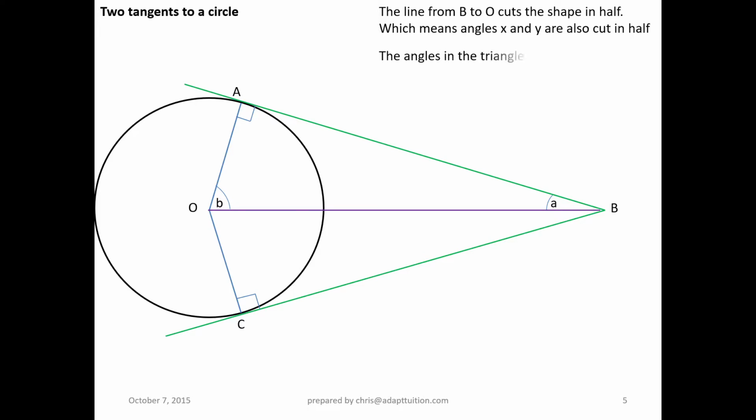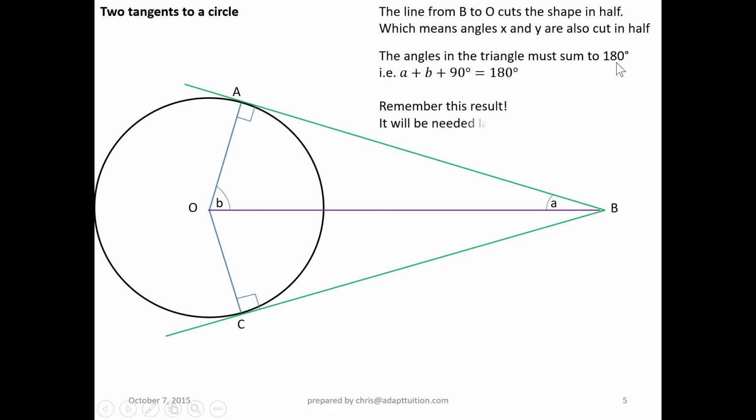Now, the angles in a triangle must sum to 180. So a plus b plus 90 must add up to 180. Remember this result, we will need it later on. So observation 2 is that a plus b is equal to 90.